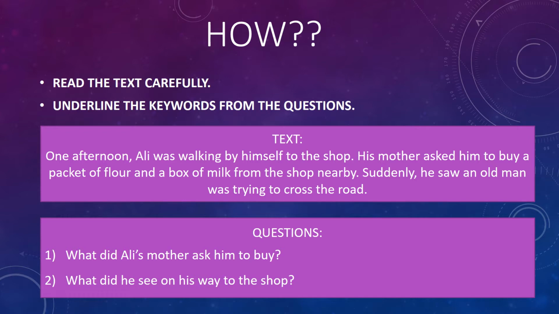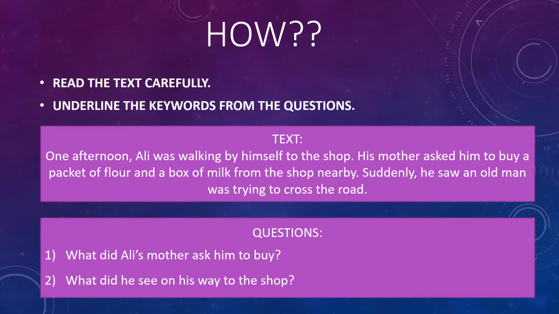The basic rule is you have to read the text carefully, whether the text is long or short. You have to read from the first word until the last word. And the second one is you have to underline the keywords from the questions. Now let's take a look at the examples of text and questions given by me here.